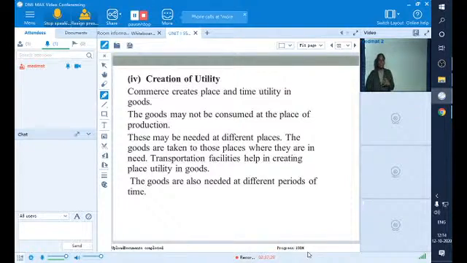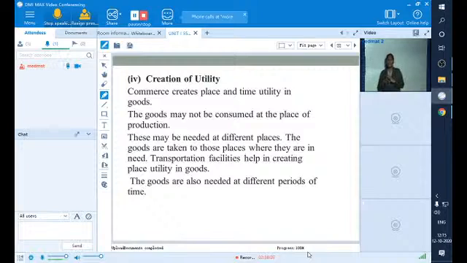The goods may not be consumed at the place of production. You are producing the goods at one place and consuming them at another. This is the meaning. These may be needed at different places. The goods are taken to those places where they are needed. So we are going to take the goods to the places where we have demand for that particular good.